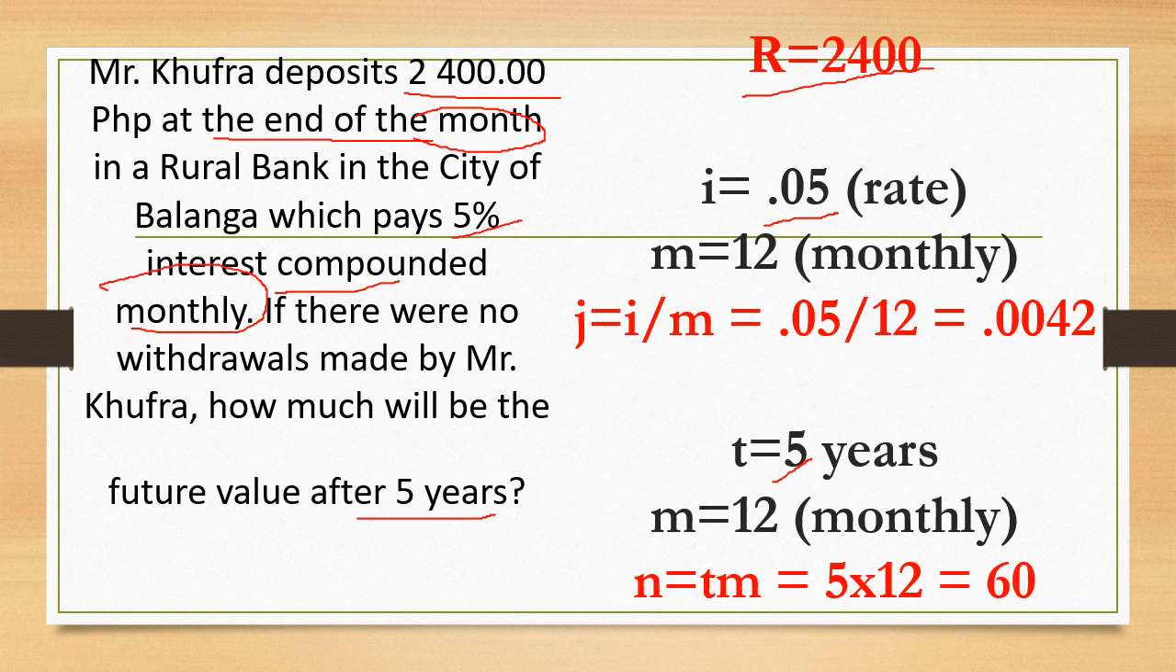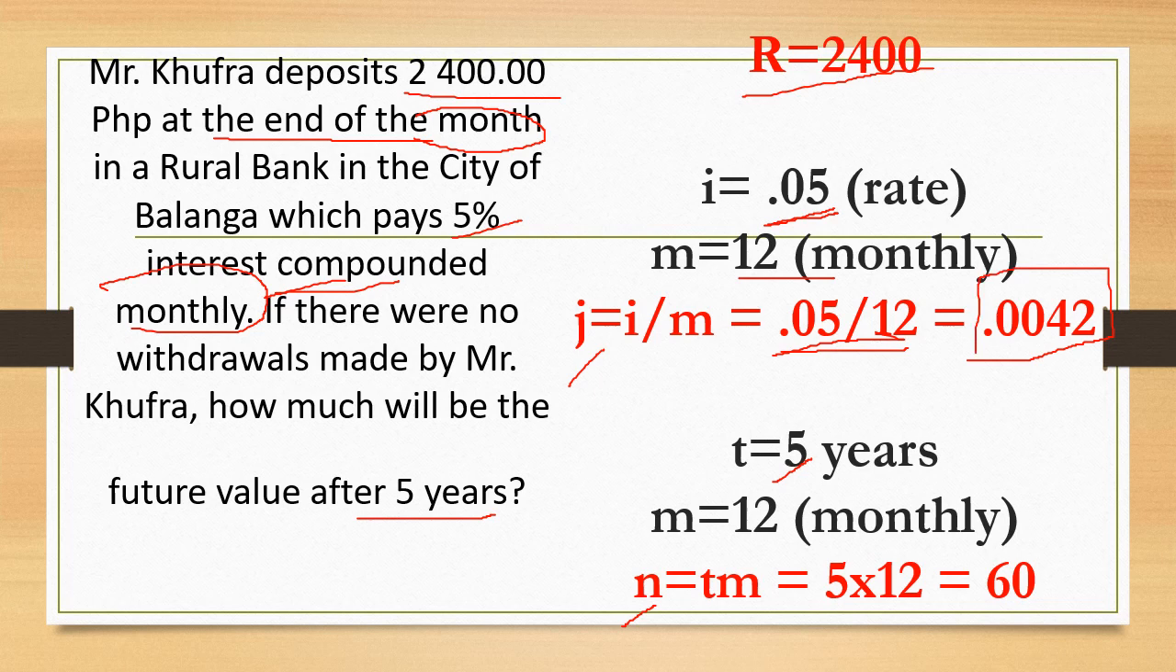Now out of this given, let us identify our J and our N. J is equal to I divided by M. I is 0.05. M is 12. Why 12? Because it says here that the interest is compounded monthly. So in a year, there are 12 months in a year. Then divide 0.05 divided by 12, we will have 0.0042. So this will be our J. Round up to 4 decimal places.